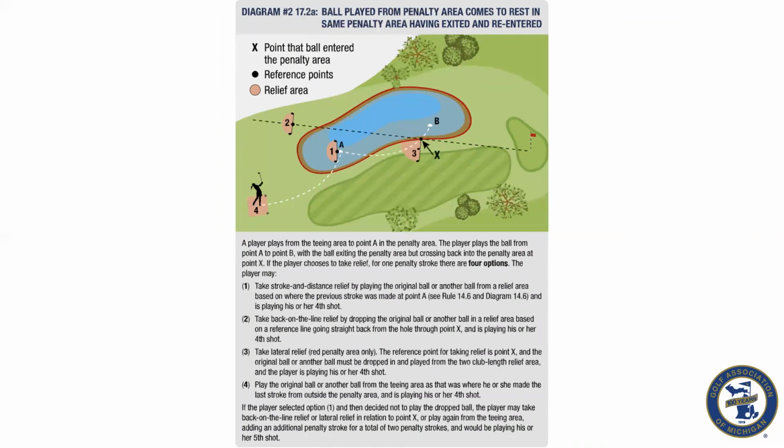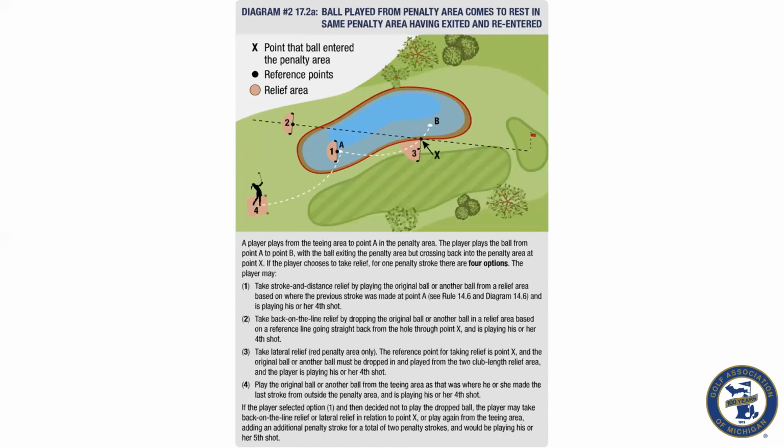in the same penalty area, but having exited and then re-entered. Okay, so in this case, we play from A and we hit a nice little snap hook here and it crosses the red penalty area and goes to point B. But we're still in the same penalty area. So we have 4 options again.